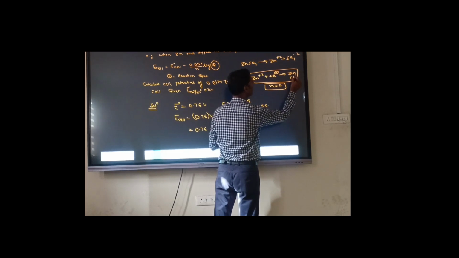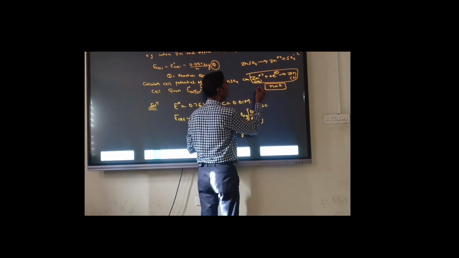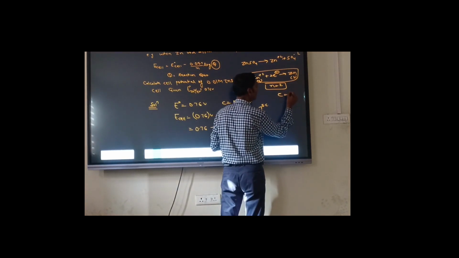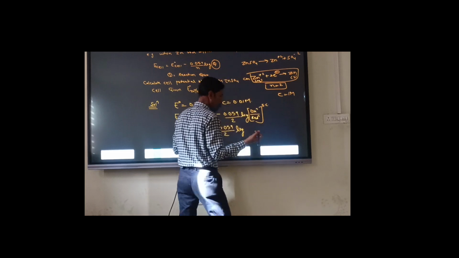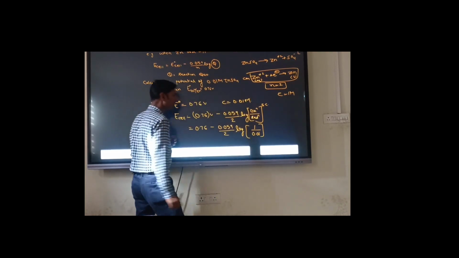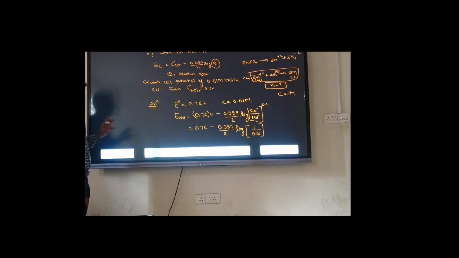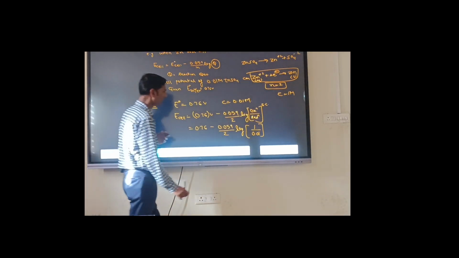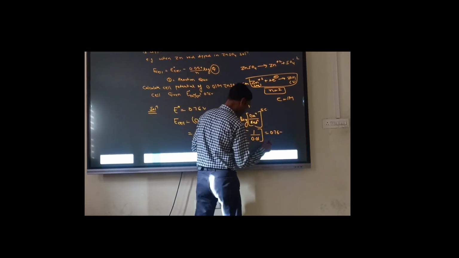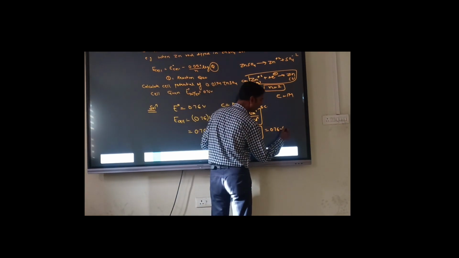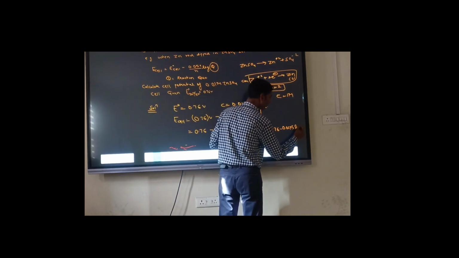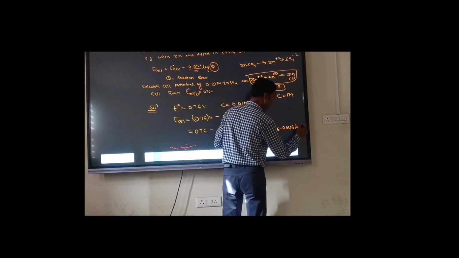Here, Zn is in the solid phase, and this one is in the aqueous phase. And we know that everything in the solid phase, we say its concentration is 1 molar. So this is equal to 1 upon 0.01. Because I am explaining it for the first time, it takes a little time; otherwise it is really very easy to calculate. This is 0.76 minus 0.059 by 2, which is 0.0295, log of 1 upon 0.01, which is nothing but log 100.